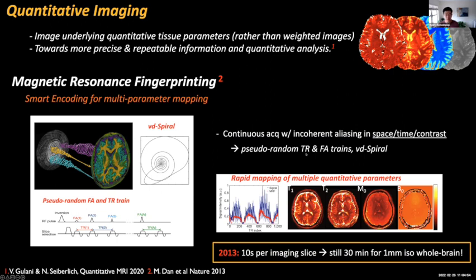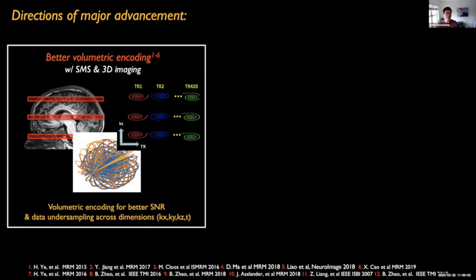So over the years, there's been a lot of work that has been done to try to improve the efficiency of magnetic resonance fingerprinting. I'll highlight the major directions that we've been pursuing to make this better. So first is to utilize better volumetric encoding. So instead of doing slice by slice imaging, we move to simultaneous multi-slice and 3D acquisition, where volumetric encoding can provide us with much better SNR noise averaging, as well as the ability to do data undersampling across more dimensions to allow for higher accelerations.